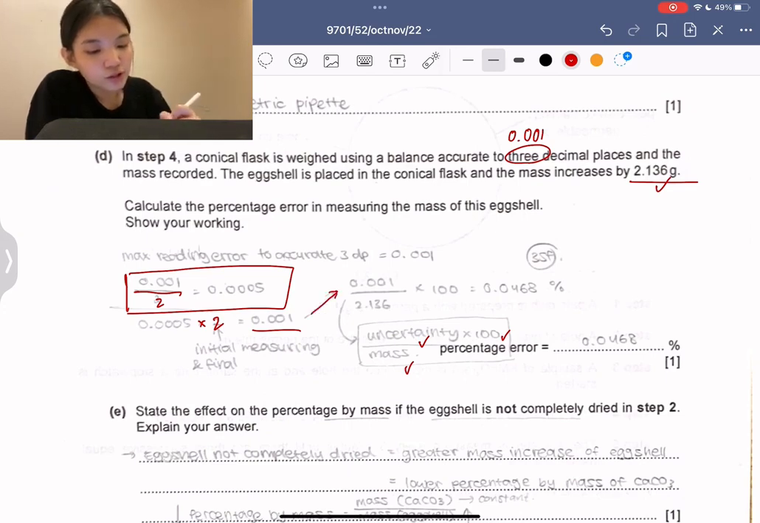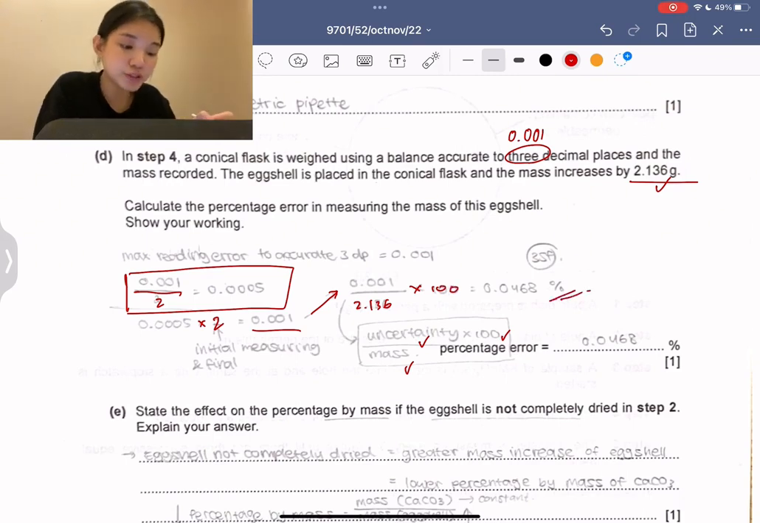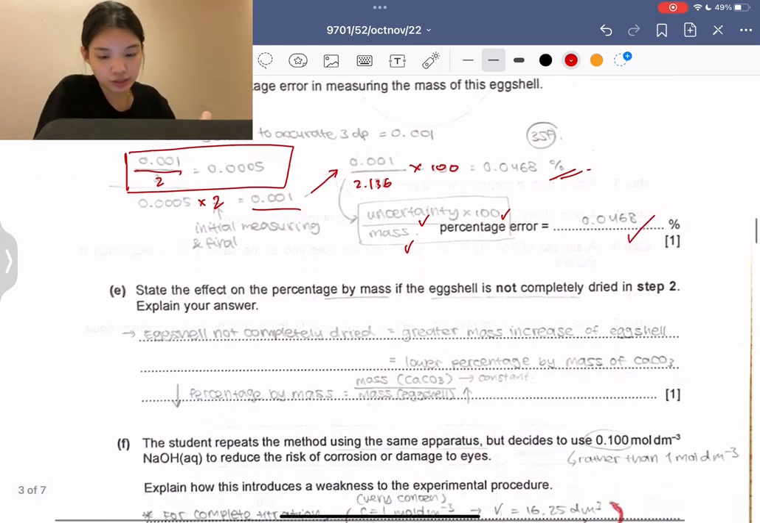Then you put 0.001 in the formula: 0.001 divided by 2.136 times 100 is equal to 0.0468%. In 3 SF, 0.0468% is the percentage error.